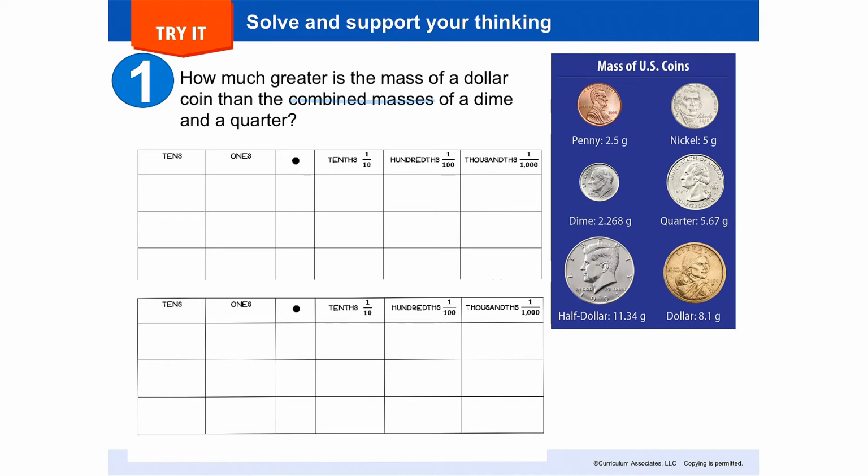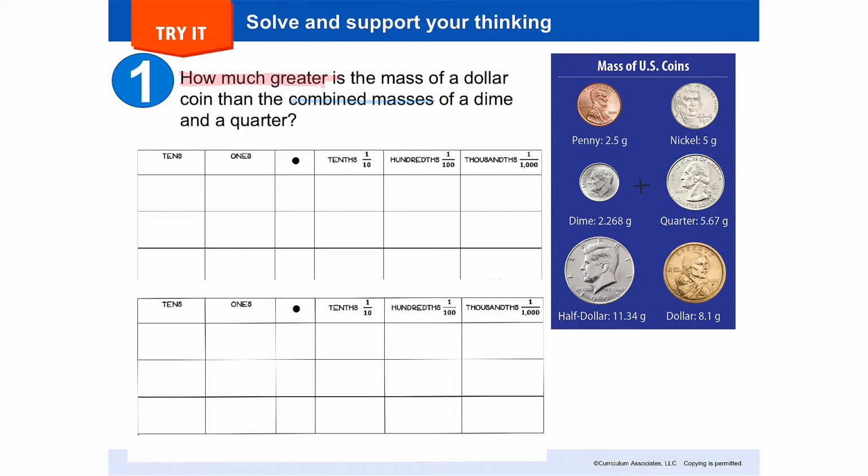And then the second thing I want to be thinking about is how much greater. So I'm finding a difference. Okay, so I'm thinking about what operator am I using there? Okay. So let's go ahead and look at the first part here. I can't find the difference between two things if I don't know what the number actually is. So it says the mass of a dollar coin, and the combined masses of a dime and a quarter. So what we're going to do is go ahead and add the dime and the quarter together.